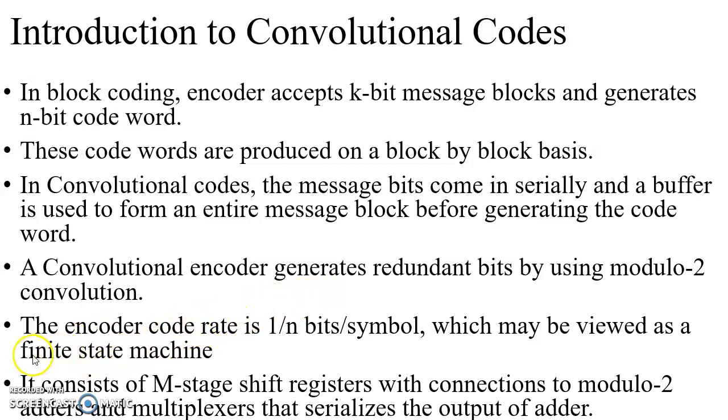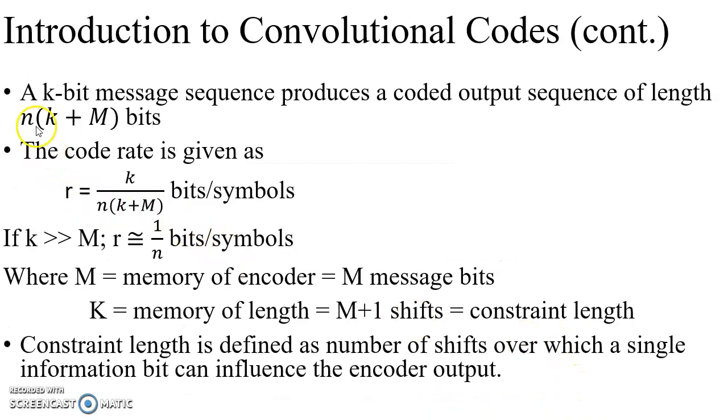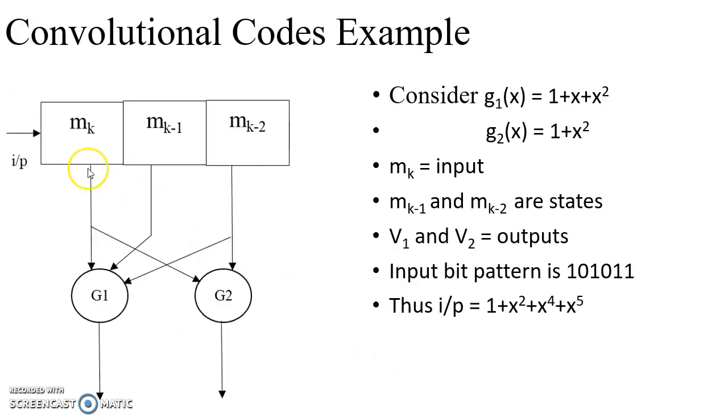The convolutional encoder consists of shift registers, mod 2 adders, and multiplexers that form the output. Here, to find the code rate, small r, that is the code rate, is equal to k upon n into bracket k plus M, where capital M stands for the memory of the encoder. The constraint length is defined as the number of shifts over which a single information bit can influence the encoder output, or it can be treated as the number of shift registers.